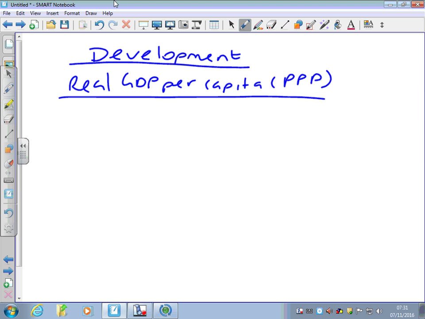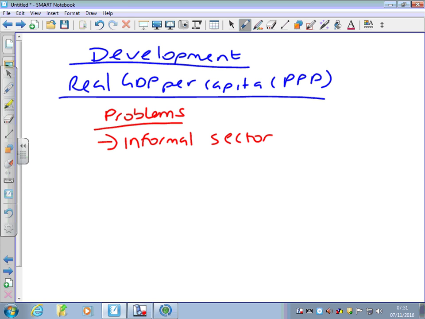The problem you've got when it comes to using real GDP per capita, though, is that in many economies across the world, especially poorer ones, you've got a large informal economy or informal sector. Now we're looking here at GDP or output that's not officially been measured or recorded. Many developing economies have people who are, let's say, subsistence farmers, who farm their own land. The output they produce is not sold.